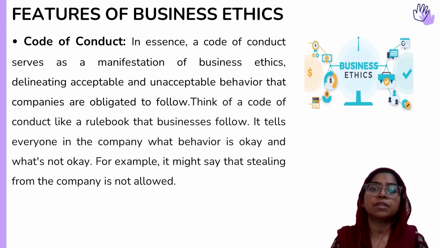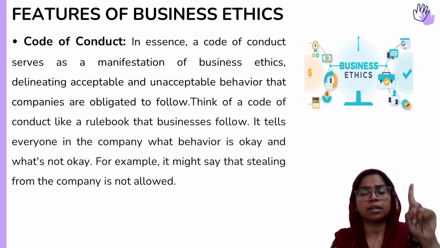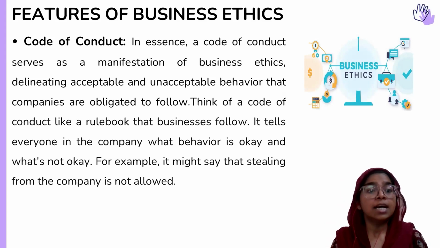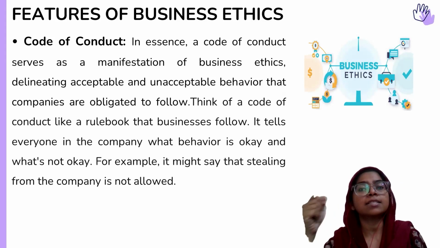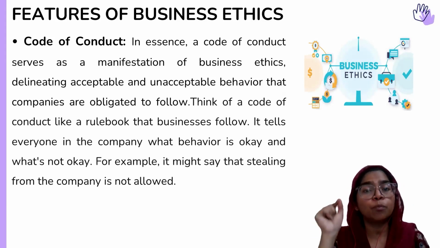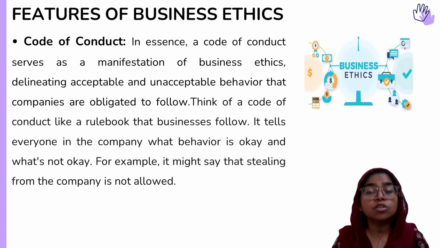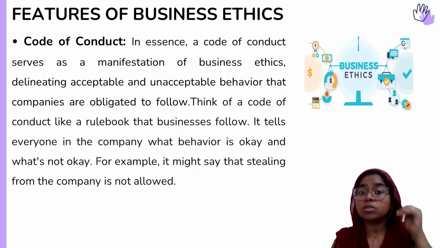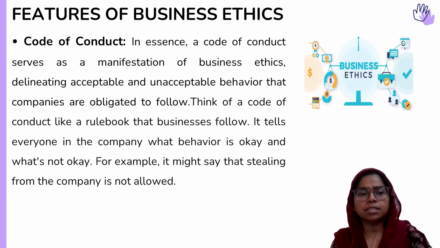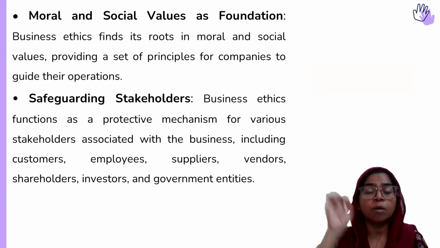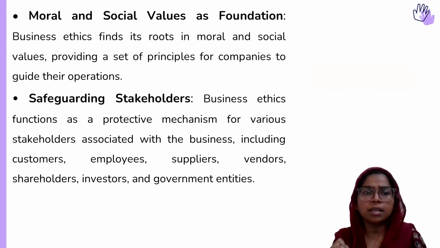Next, coming to understand the features of business ethics. First is code of conduct. In essence, a code of conduct serves as a manifestation of business, delimiting acceptable and unacceptable behavior. क्या सही है और क्या गलत है, इस बीच के फर्क को पहचानना और बिजनेस ऑर्गेनाइजेशंस को सही के रास्ते में चलना. This is business ethics. It tells everyone what behavior is okay and what is not okay. For example, it might say stealing from the company is not allowed. So if a company is stealing raw materials from some place, that is ethically incorrect.